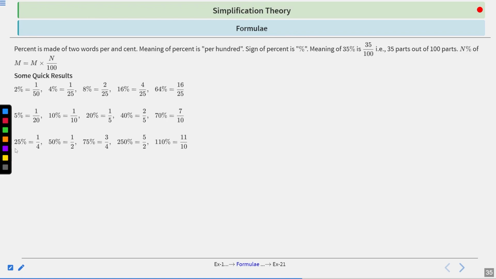Next one. 25% become 1 upon 4, 50% become 1 upon 2, 75% become 3 by 4, and 250% become 5 by 2, and 110% become 11 by 10. Next. So if there are mixed fraction percentages given, 6 and 1 by 4%, we can write it in the form of fraction 1 upon 16. 12.5%, it will become 1 upon 8. 16 and 2 by 3%, it will become 1 upon 6. 33 and 1 by 3% is equals to 1 upon 3. Same way 66 and 2 by 3% equals to 2 upon 3.